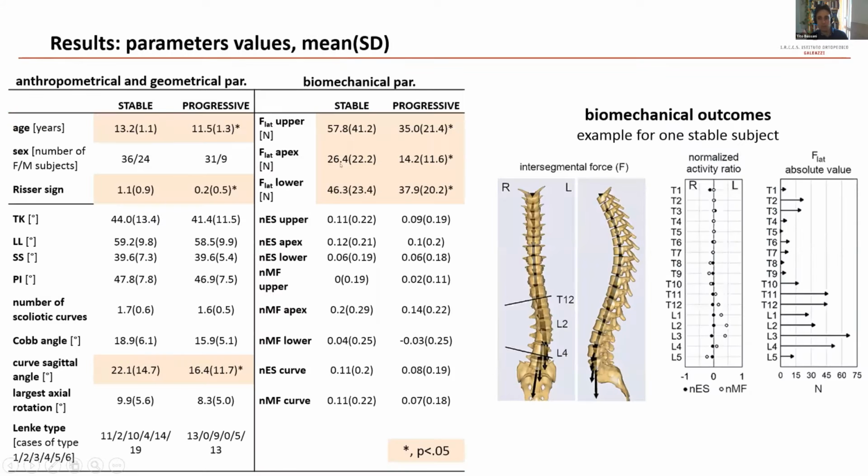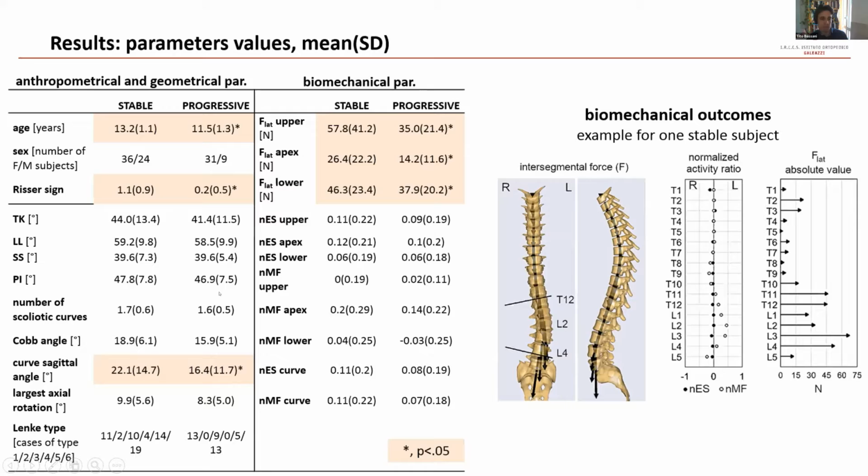Let me show you the result of the average values of these parameters in stable and progressive groups. The statistical significance is indicated by colored cells. And as you can see, only the age and the Risser sign were found different in progressive cases, lower specifically, indicating what is already known from literature, that the earlier is the onset of scoliosis, the higher is the probability that the deformity will increase.